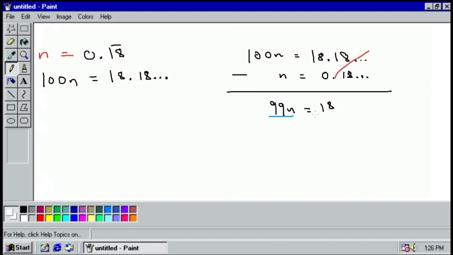Now we divide both sides by 99, giving us the answer of 18/99. We can still simplify this by dividing by 9. 18 divided by 9 is 2, and 99 divided by 9 is 11, so 2/11 is the answer. When we plug 2 divided by 11 into the calculator, it gives you 0.181818 repeated. So that's it for this video. I hope you understand this topic.